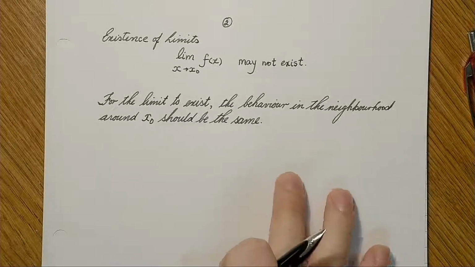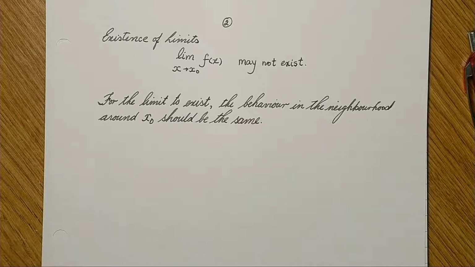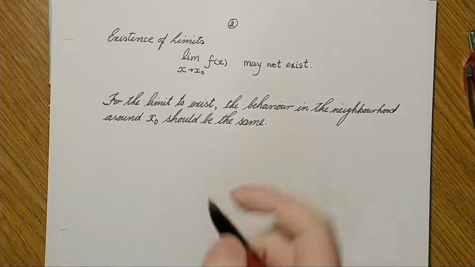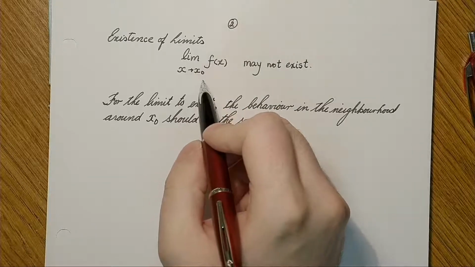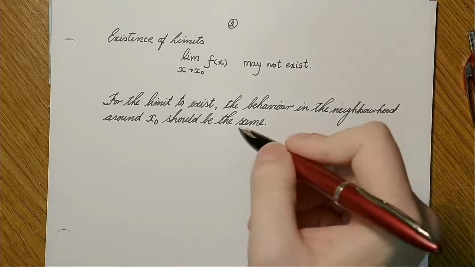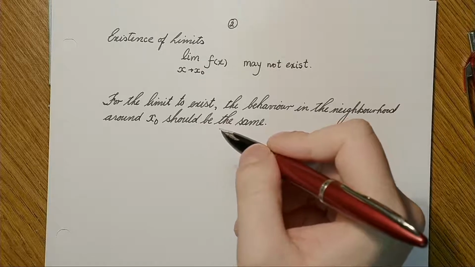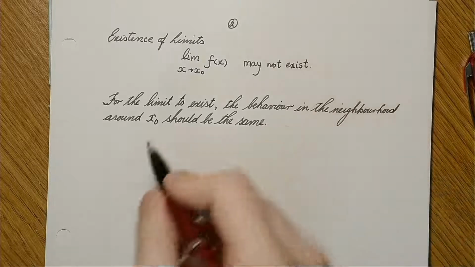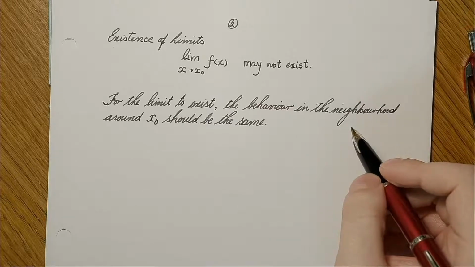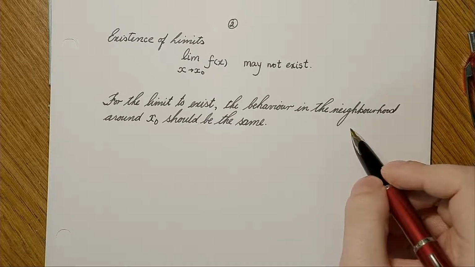So moving on. Those were just some properties. Now, an important question that we could ask ourselves is the existence of limits, meaning, the limit as x goes to x naught of f of x may not exist. And what I'm going to try to do is show you that for the limit to exist, the behavior in the neighborhood around x naught should be the same.